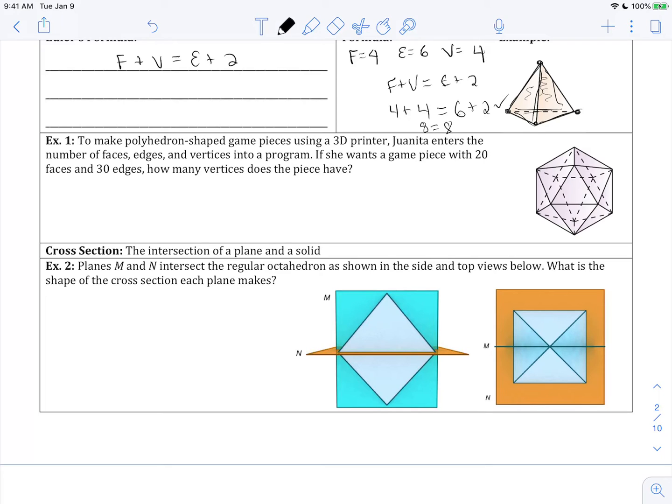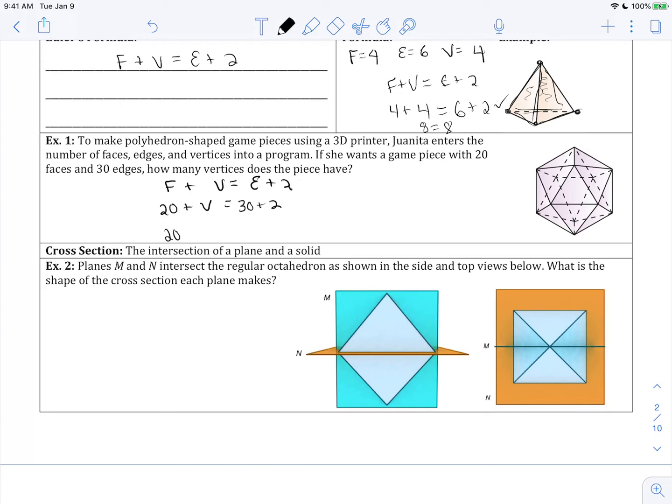To make polyhedron-shaped game pieces using a 3D printer, Juanita enters the number of faces, edges, and vertices into a program. If she wants a game piece with 20 faces and 30 edges, how many vertices does the piece have? So we're going to plug it into Euler's formula. Faces plus vertices equals edges plus 2. It says there are 20 faces. We want to figure out the number of vertices, so I'm going to put V, and then there are 30 edges.